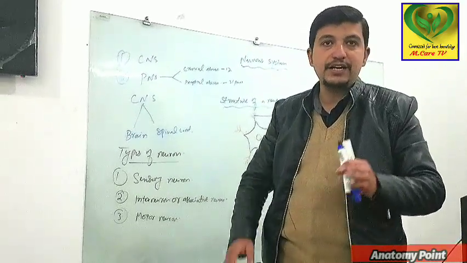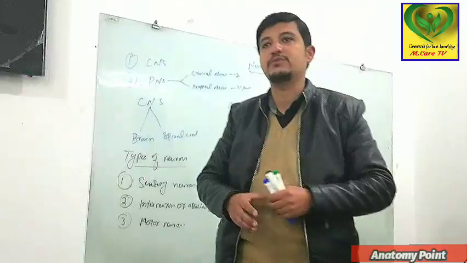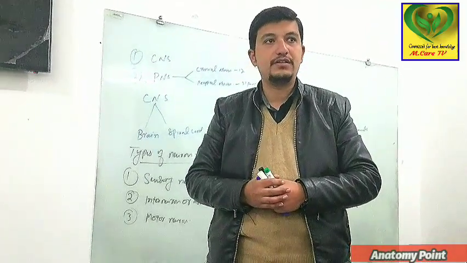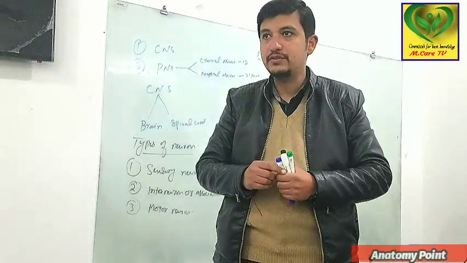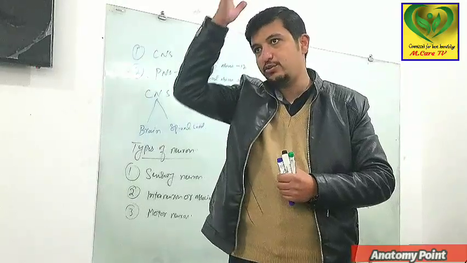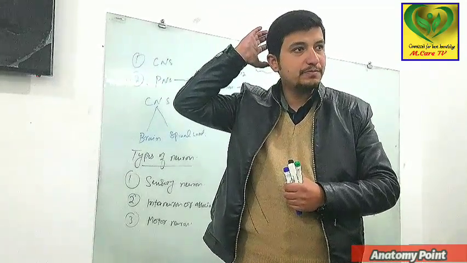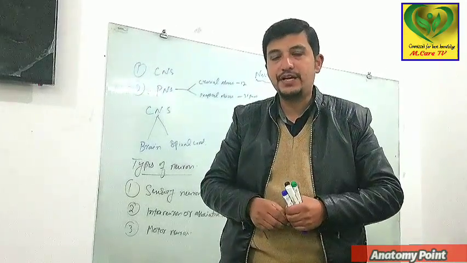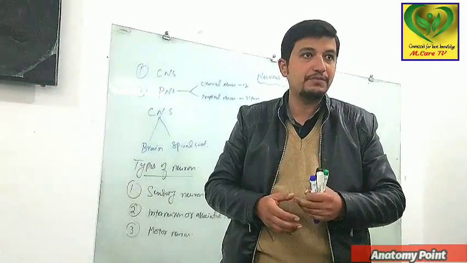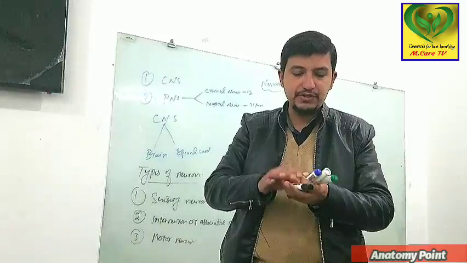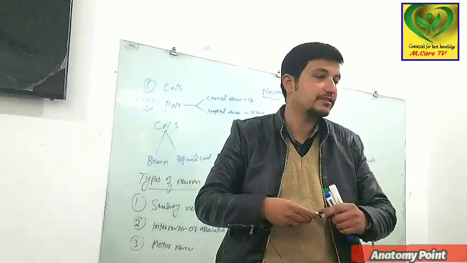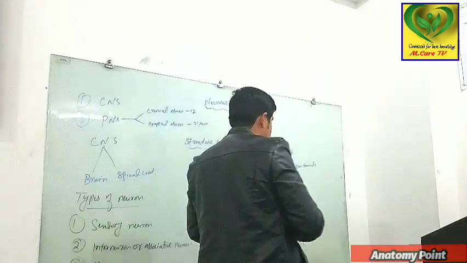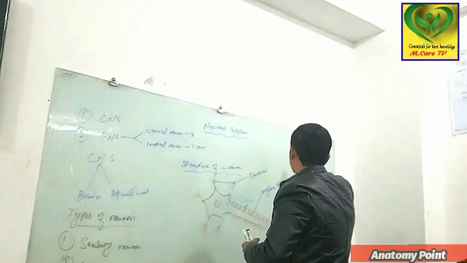Then there are different lobes in the central nervous system: the frontal lobe, the two parietal lobes, one occipital lobe, and two temporals, the right and left. And they have different functions. Remember, if we draw a diagram of the brain, then you will easily understand the structure.